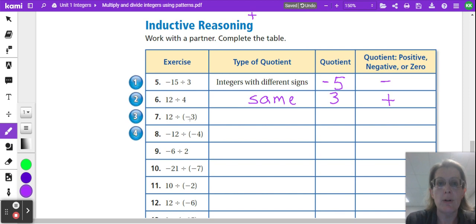Then I have positive 12 divided by negative 3. So 12 divided by 3 is still 4, and then our signs are different. A positive divided by a negative is a negative. So we get a negative there. And negative 12 divided by negative 4, the signs are the same, so we will get an answer of positive 3.